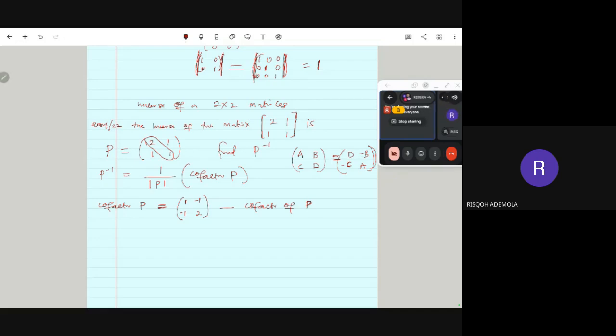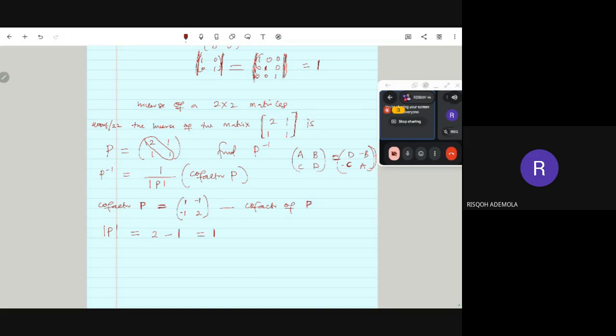Let's find the determinant of matrix P. Determinant of matrix P is, don't use the cofactor, use P, not cofactor. So 2 times 1, 2, minus 1 times 1, 1. Apparently, even if you use the cofactor, you're going to get the same thing. Good. So the determinant of this matrix is 1.